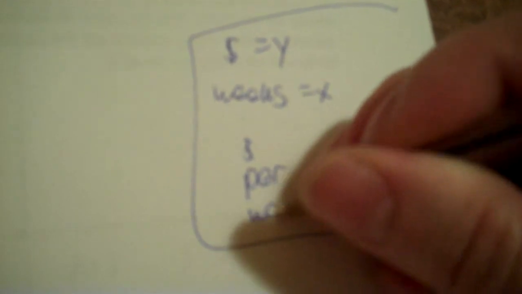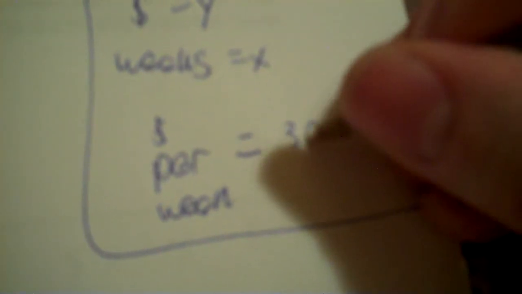So dollars per week is 30. 30 times X. So then on my table, XY, dollars is Y, weeks is X.